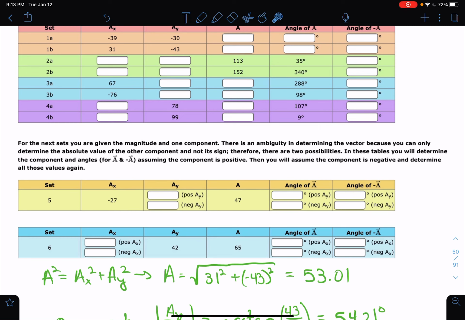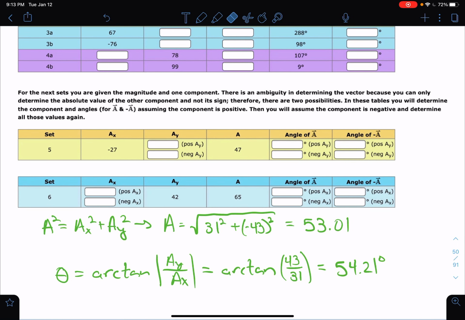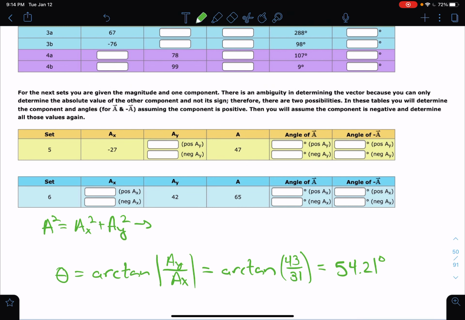And you have to determine the angle and the other component. The problem here is that this is not enough information to definitively say what this component is. So if I'm doing the Pythagorean theorem, as I did before, and solving for ay, I'm going to have A squared minus ax squared, and I'm going to take the square root of that, and that's going to give me ay.